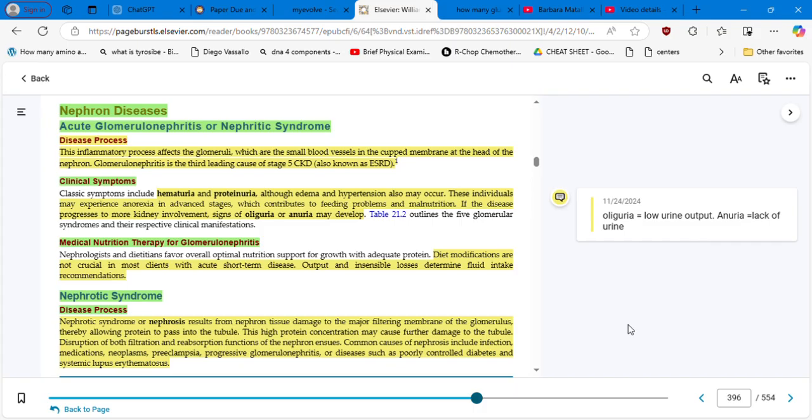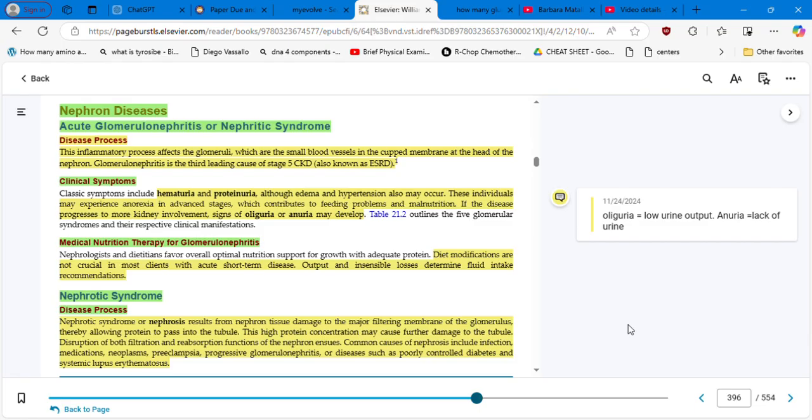Clinical symptoms: we are going to see hematuria. We know what that is. It's blood in the urine, and proteinuria. In the urine analysis, we are going to see protein, right? Although edema and hypertension, just think about it, is the end-stage renal disease. So the patient is going to collect a lot of fluid out of the circulatory system. That's why edema is going to be present. And hypertension also may occur.